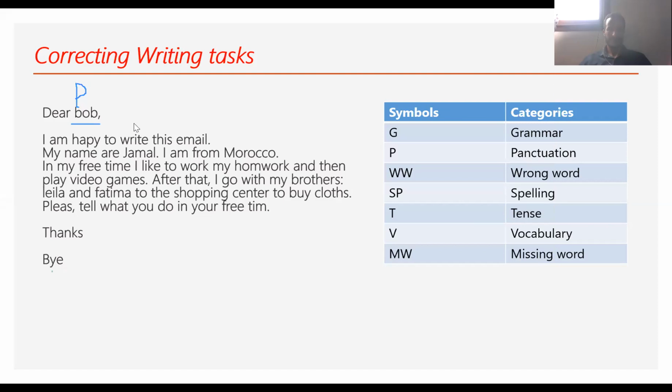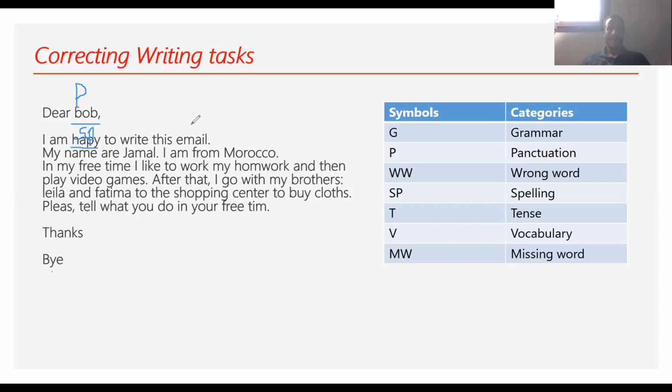I think the problem is spelling. Good. So what's the problem? Spelling, SP. Good. So I'm going to underline my student's mistake here, and I'm going to write SP. Okay. So you don't hear me? Yeah, I hear you. Good.